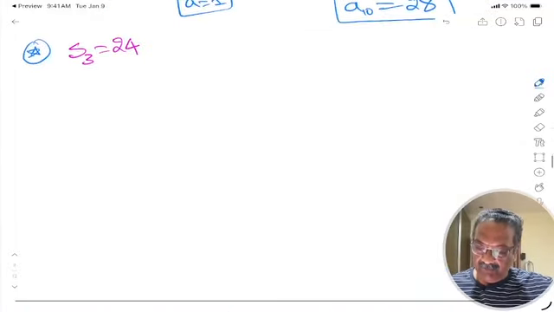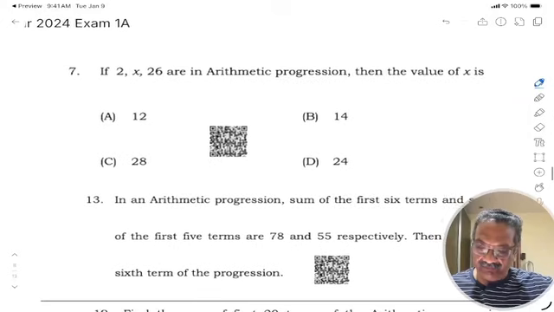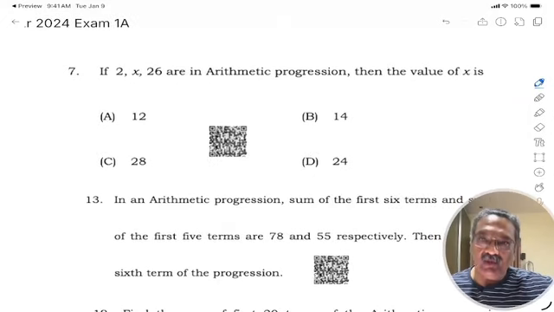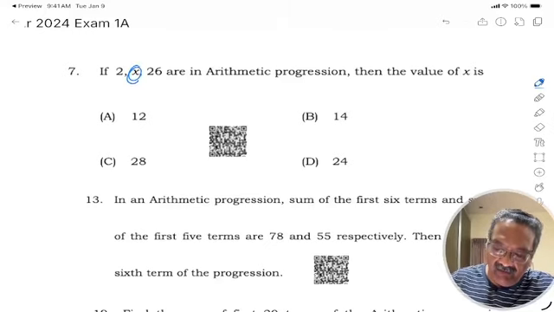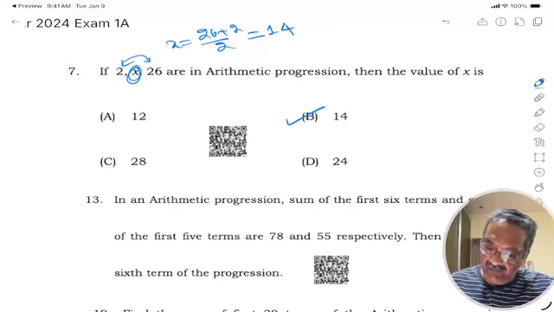Now let's come to the next one. If 2, x and 26 are in AP, then find the value of x. This is very simple. Whenever we have three terms, the middle term will be the average of the left and the right term. So x is equal to 26 plus 2 divided by 2, which is equal to 14.